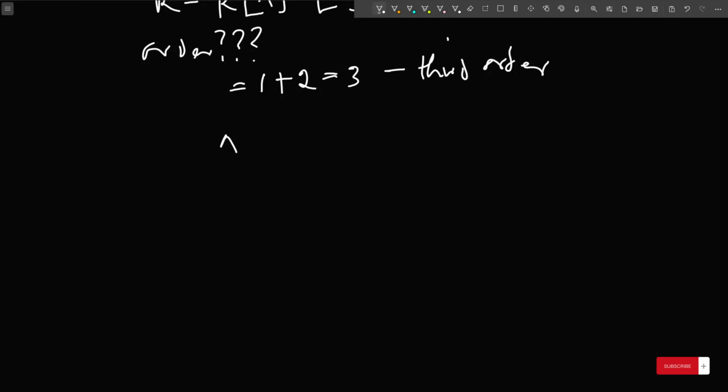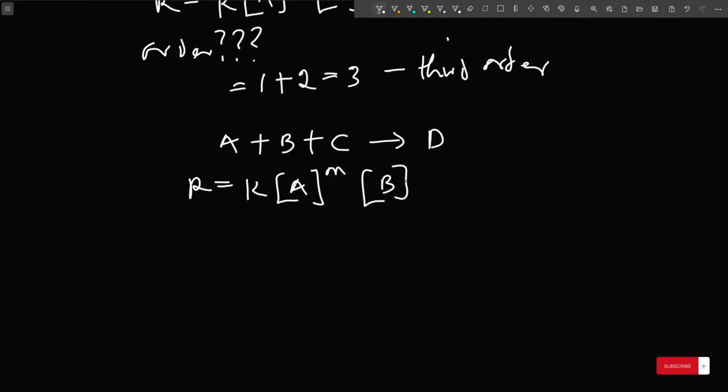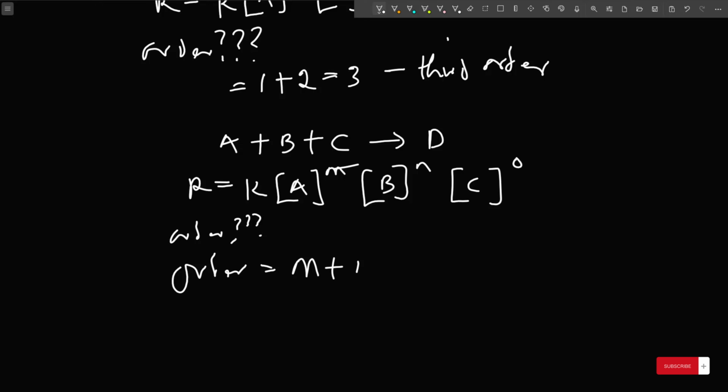Lastly, let's assume I have a reaction like this. I have, again, A plus B plus C to give D. And I say the rate law is R equals K conc of A raised power M times conc of B raised power N times conc of C raised power O. So what is the order of this reaction? The order is M plus N plus O. As simple as that.